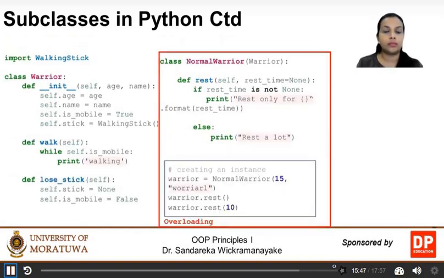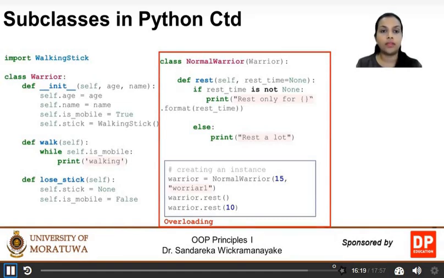Python does not support method overloading by default. This is because Python is an interpreted language. When we have multiple methods with the same name but different parameters, the method defined last is used. However, there are other ways to achieve method overloading. One approach is to use default values in the parameters. As you can see in the rest method, the rest time is set to a default value None.